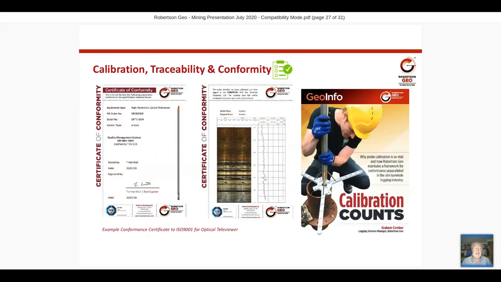One is issued for every tool, dated by our test engineer, certified with an example of the log produced by that tool for a certificate of conformity. We've actually written a technical article on calibration, why calibration is important. There is a Russian version of this article on our website, which you are free to download. I believe that is in the download tab and GeoInfo on our website.